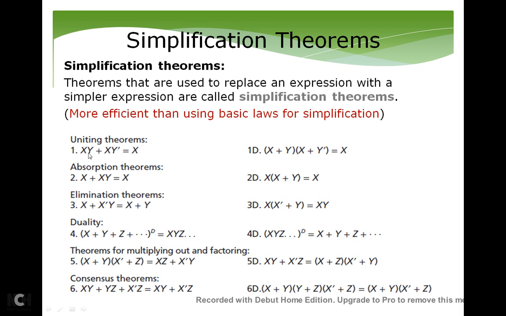Okay, so we have the uniting theorem. You have x with y primed. The y primed is redundant. You can get just x. And a similar thing happens with the dual. Now, absorption: x or xy is x. Elimination: x or x prime y is x or y. You eliminate one literal. What is a literal? A literal is the occurrence of a variable or its complement.